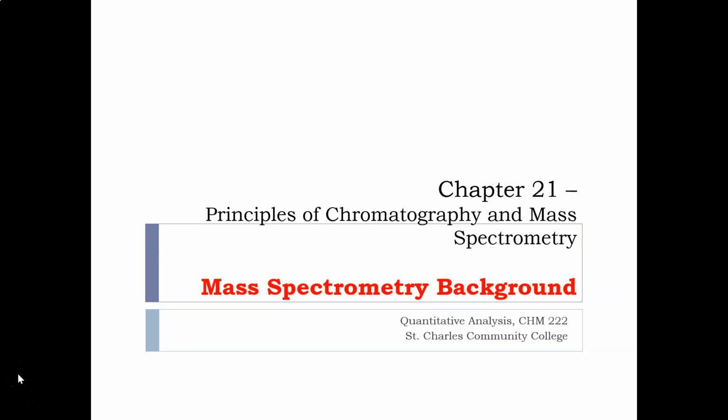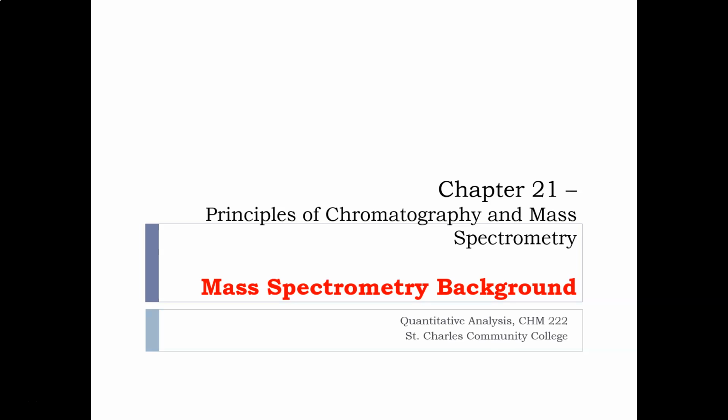So we are to the mass spec portion of chapter 21. Now, if it were up to me, I would have taken the first half of chapter 21 about the principles of chromatography and combined that with all of chapter 22, because all of chapter 22 is about chromatography. Then mass spec would be its own chapter, chapter 22. Well, they didn't ask me. There's logic in both ways.